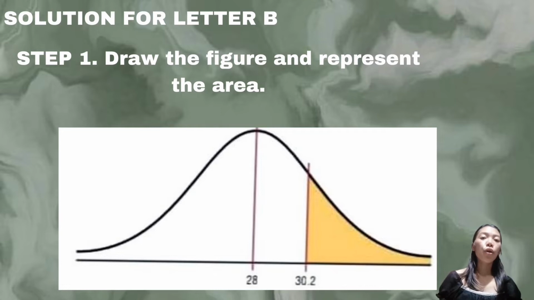Let us solve for B. So, step 1. Draw the figure and represent the area. It is the same again, class: we analyze the problem, then we sketch or graph. Our mean is still 28, our standard deviation is 2, and our x is 30.2. As we can see in the graph, class, the shaded part is on the right, or after 30.2, since the problem says more than 30.2.